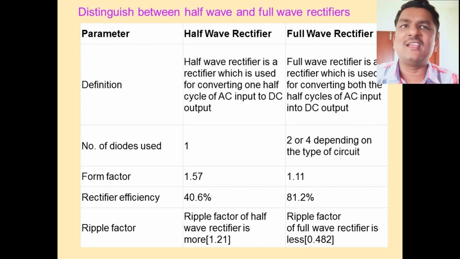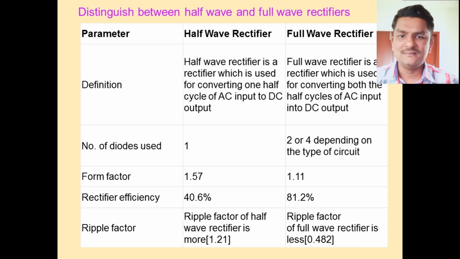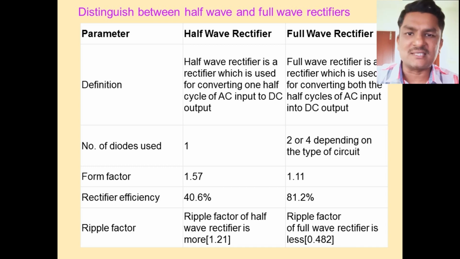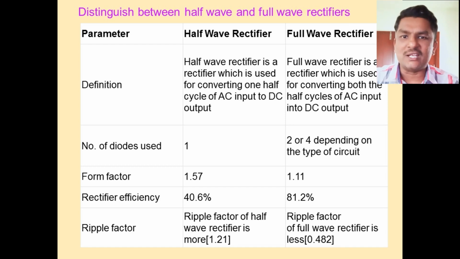Differences between full wave rectifier and half wave rectifier. Some of the factors I have given, and we can discuss the RMS values of current, RMS values of voltages, and average values of voltages, because here we are considering the AC input. For AC input, we have to study the RMS value of current, RMS value of voltage, peak value of voltage, peak value of current, average value of voltage, and average value of current. Those I didn't give here.